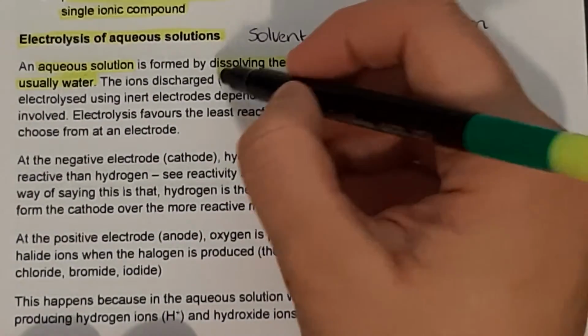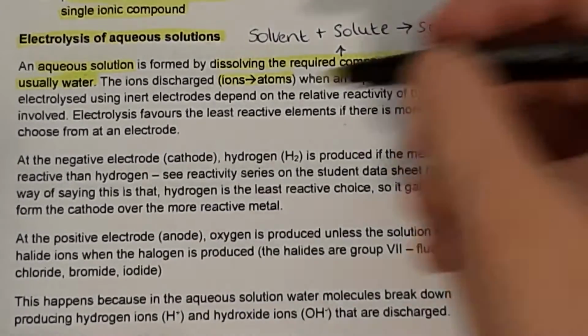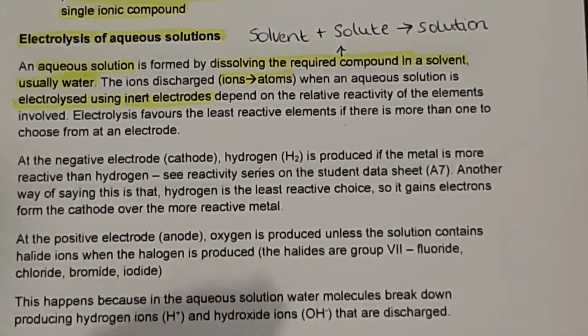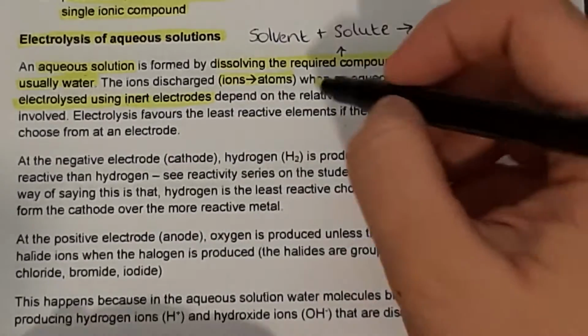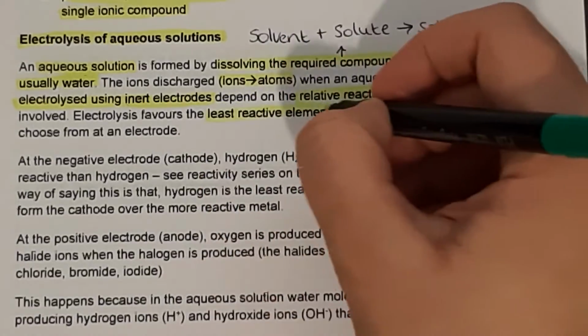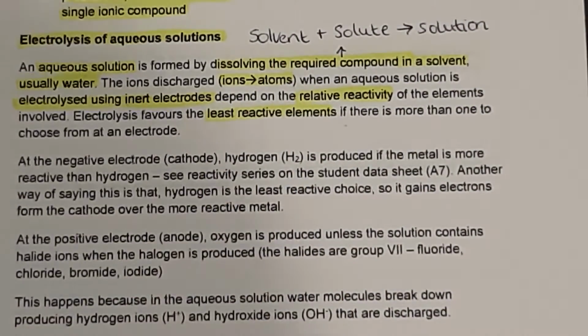So the ions then discharge, so the ions turn into atoms, when an aqueous solution is electrolyzed using inert electrodes. And it depends on the relative reactivity of the elements involved as to which ions discharge. Okay, so electrolysis favours the least reactive elements if there is more than one to choose from at an electrode. So what that means is that if there is a number of different products that could be produced, the least reactive one is going to be produced by the electrolysis.